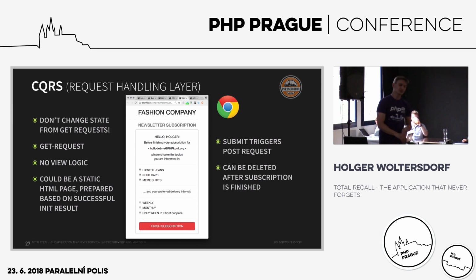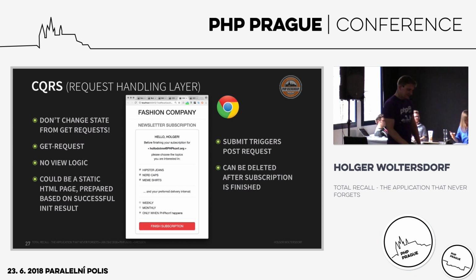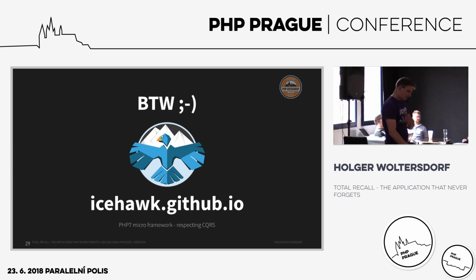For example, what you can do is, instead of just saying, hey, confirm your email address, you can ask further questions to the customer on that page. And you can say, OK, what kind of T-shirts do you like? How often do you want to have the newsletter? And so on. And then again, you are fine with the GET request at the end, and you don't have any view logic. I'm maintainer of a framework that is supporting CQRS if you would like to have this one.